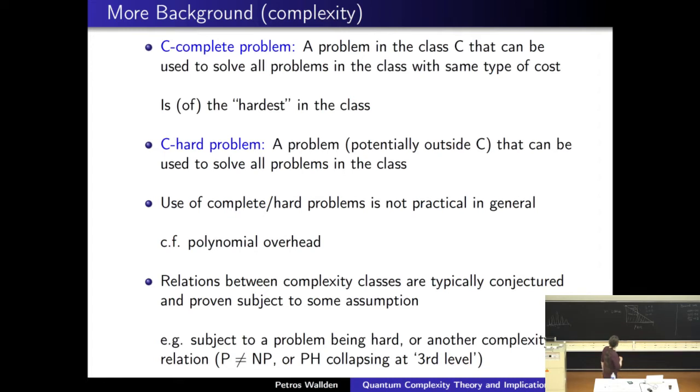The second point to note is that relations between complexity classes are typically conjectured, or proven subject to some assumption. What this means is that there are certain cases, such as P and PSPACE that I described to you, where you have results that prove certain relations. Especially inclusions are easy to prove in certain cases. Strict inclusions are not so easy.